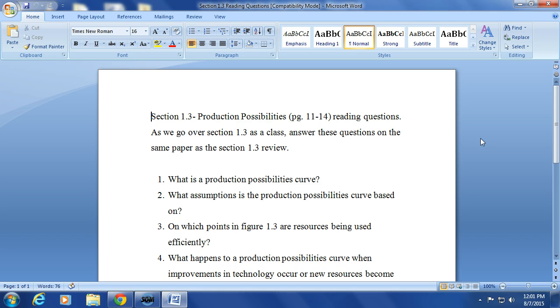Today we're going to go ahead and move on to section 1.3. We're going to be reading pages 11 through 14, and we're going to be focusing on production possibilities curves, the first graph in this class.